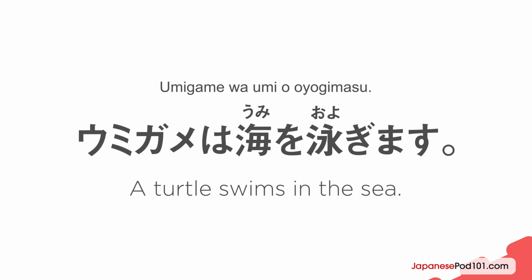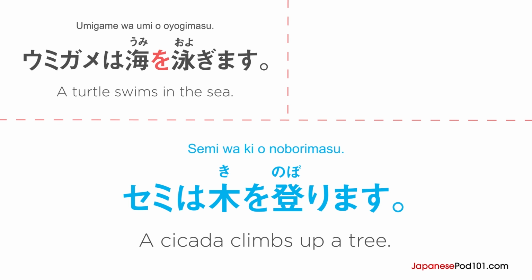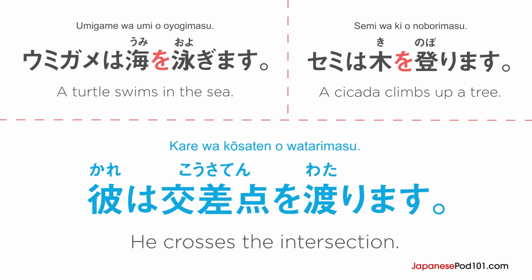Let's take a look at a few more examples. ウミガメは海を泳ぎます。 A turtle swims in the sea. セミは木を登ります。 A cicada climbs up a tree. 彼は交差点を渡ります。 He crosses the intersection.